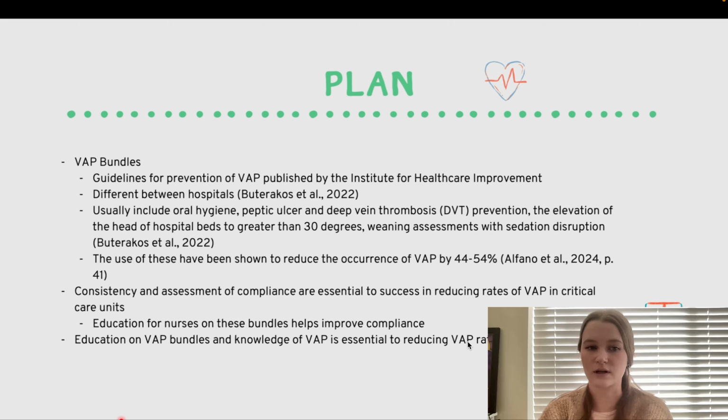So VAP bundles are guidelines for prevention of VAP published by the Institute for Healthcare Improvement. These are different between different hospitals, but they usually include oral hygiene, peptic ulcer, and deep vein thrombosis or DVT prevention, the elevation of the head of the hospital bed greater than 30 degrees, and weaning assessments with sedation disruption to get patients off of ventilators as soon as it's safe for them.